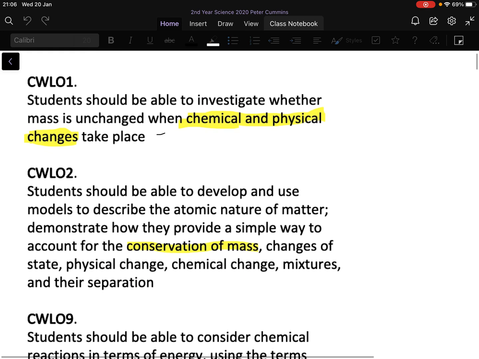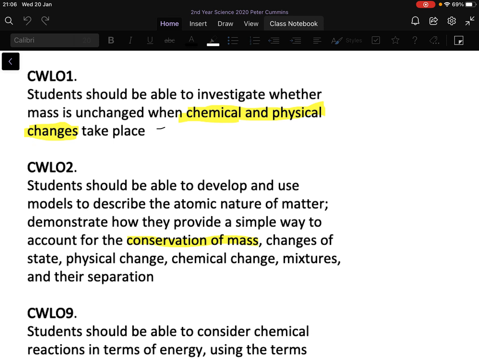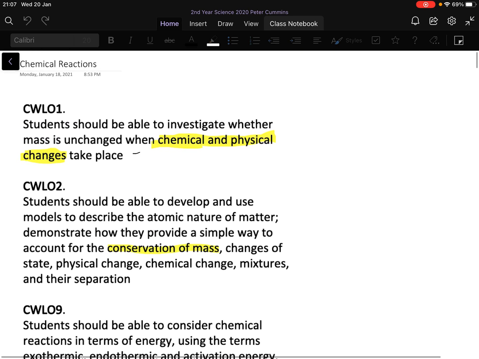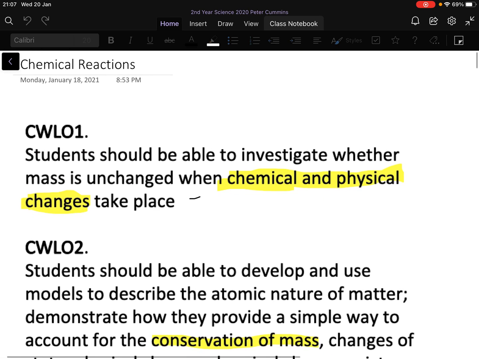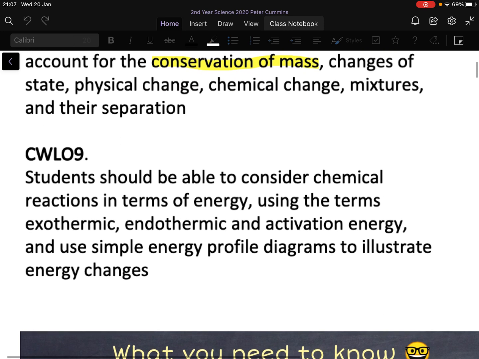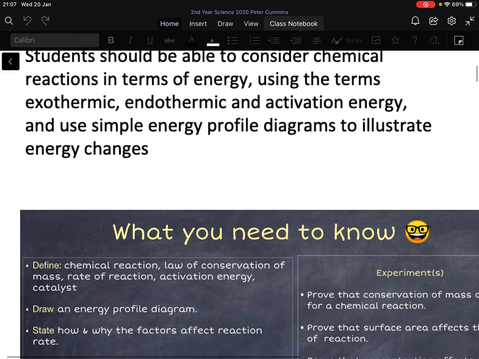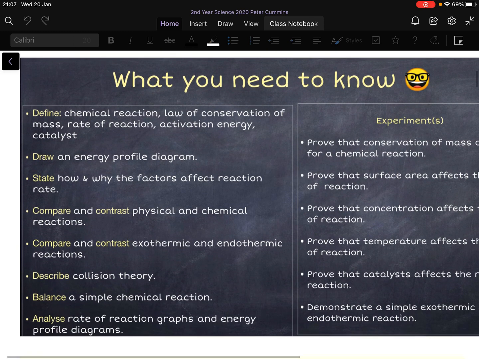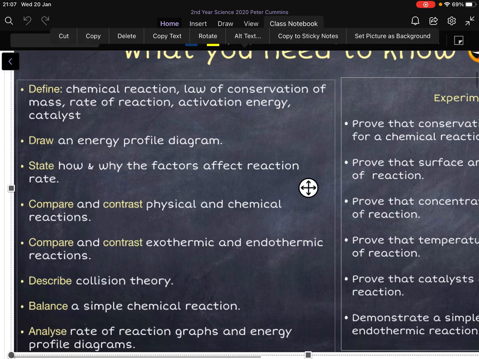This touches on a load of parts of the syllabus. So it really goes into the nuts and bolts of chemistry, and what chemistry is, and how it works for elements to react together to form things like compounds and mixtures, and how we know reactions have taken place. So the title is Chemical Reactions. It touches on a number of different learning outcomes, and it also touches on a number of different chapters. So I put this together before, and there's loads of what you need to know.